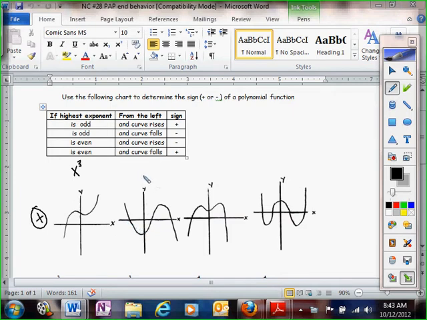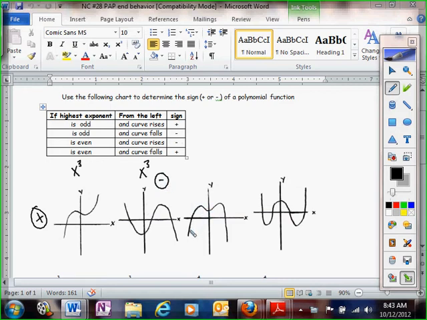Here again, you should see that this is an x cubed function because it has the basic shape of the cubic parent function, and it has 1, 2, 3 real solutions that you can see. And it falls from the left, so if it's odd and it falls from the left, then this would be negative.